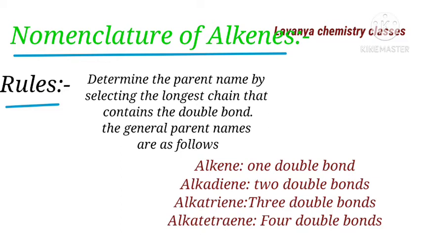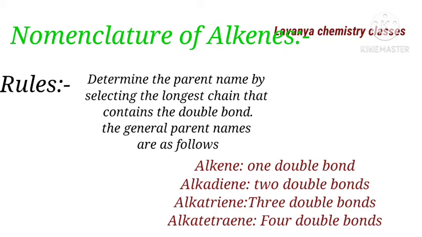Today's topic is nomenclature of alkenes. In the nomenclature of alkenes, we are naming any alkene. The following rules are used for naming alkenes. The first one is to determine the parent name by selecting the longest chain that contains the double bond. The general parent names are as follows.